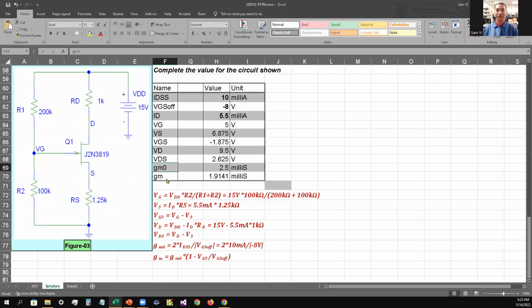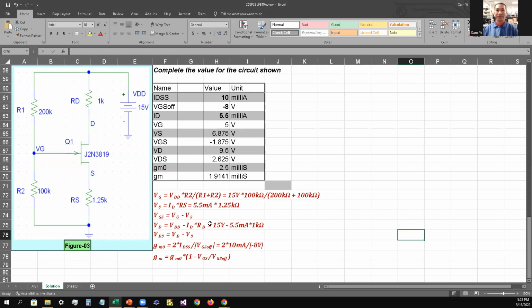GM. So for VG, you get VG equals VDD times R2 divided by the total resistance of R1 and R2. This is what represents a voltage divider. So you take VDD times R2 divided by R1 plus R2, and that calculation would come out to about 5 volts.